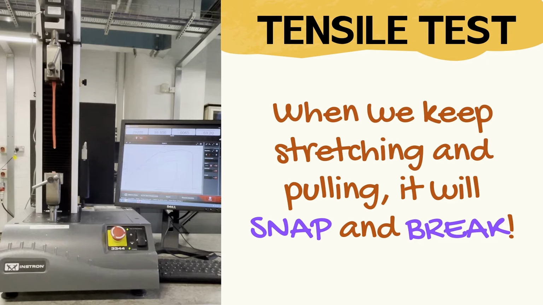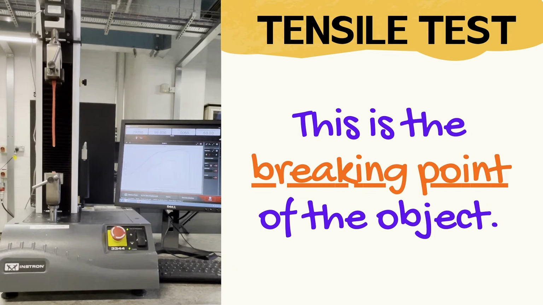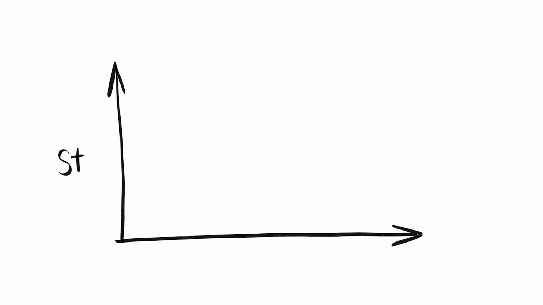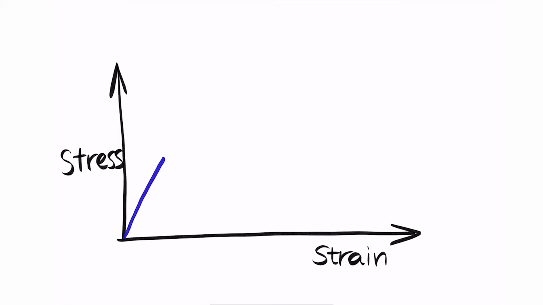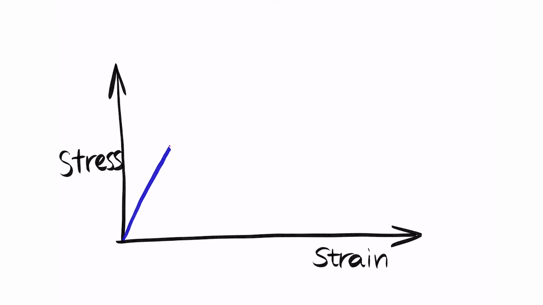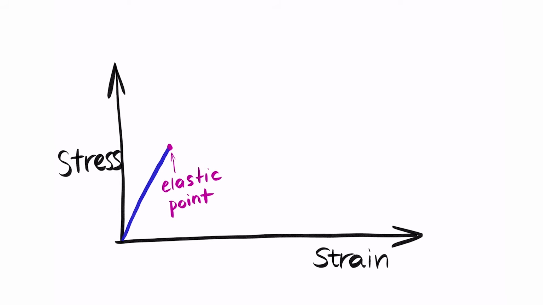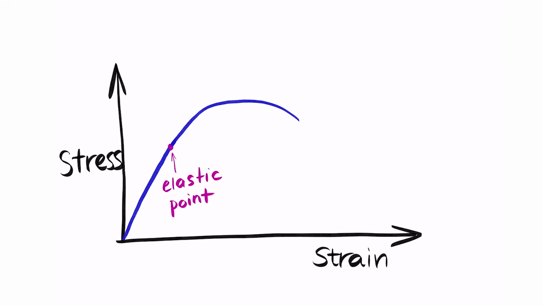Now let's look at the graph a little closer. On the left we have stress, on the bottom we have strain. As we pull the object, like the sweet or an elastic band or even metal, it stretches. It stretches and stretches until we reach the elastic point. In this area of the graph, the object is elastic, meaning if we stop pulling, it will go back to its normal shape. After we pass the elastic point, the object is now in the plastic area of the graph.